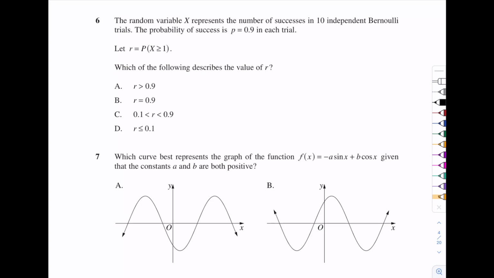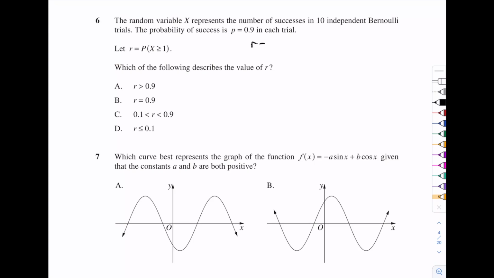Okay, so I want to try to work out something about the value of r. Let's write down what r would be. Well, it's all of the cases where x is greater than or equal to 1. So it could be 1, 2, 3, 4, 5, 6, 7, 8, 9, or 10. Now, working out each of those individual probabilities is a bit of a hassle, and so we use complementary events to simplify our work.